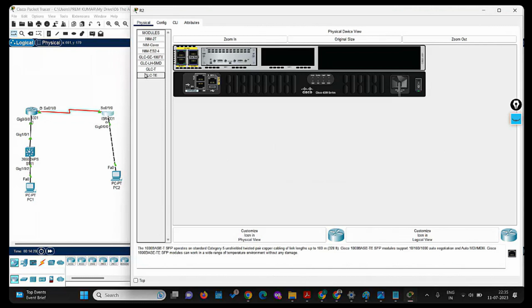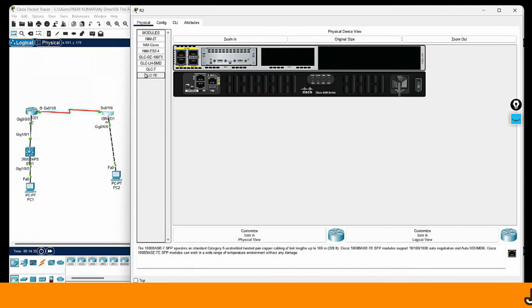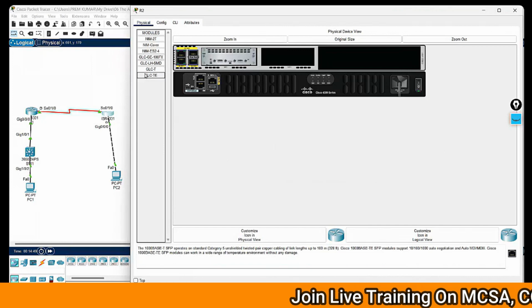So for that, what they did is they use something called modular routers. Modular means something is fixed, something you can select according to your company technology. For example, on the left-hand side you see these models, like 2T. You can read below what each supports.